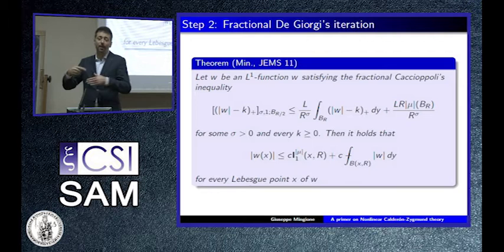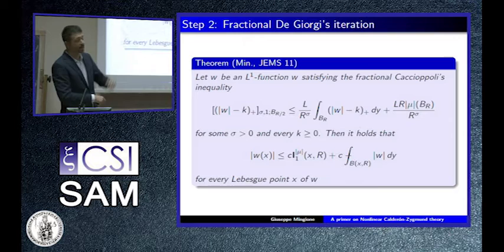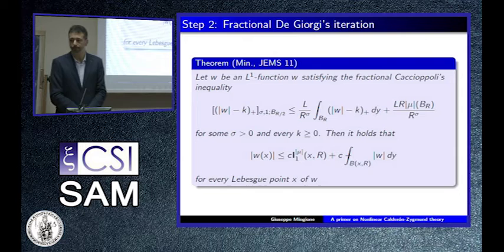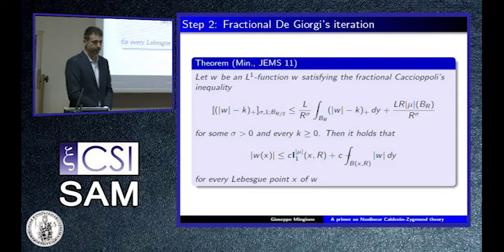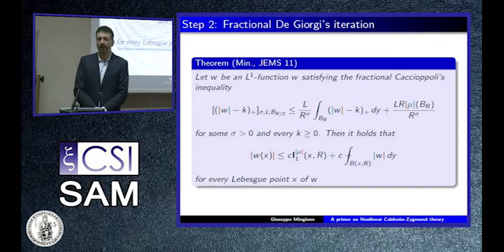Now you combine the two, because you know that the gradient satisfies this, and since it satisfies this, then this one holds. It is very straightforward. So this is a full reproduction of the classical thing, but with the fact that you start from a fractional Giorgi-type inequality.